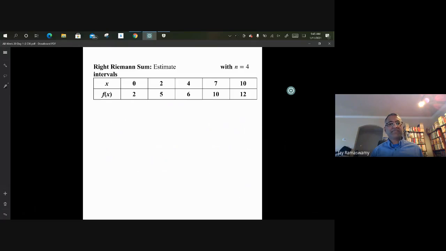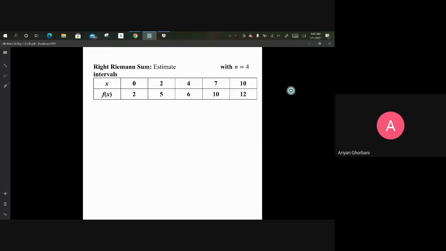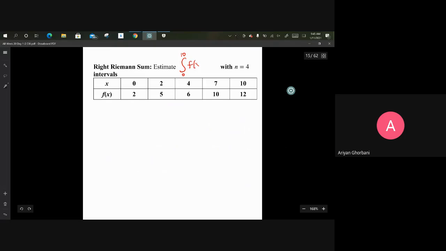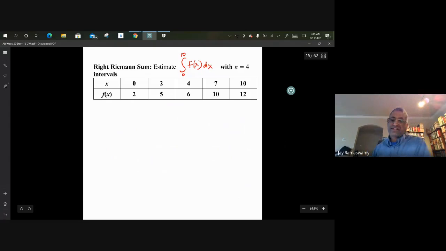Yes, Gurbani. So for the LRS, can we make the rectangles so much smaller to get the estimation so much closer to the answer? Yeah, but they will just give you the figure. Don't worry about it. Okay, everybody, there's a thing missing. Write down integral, estimate, right Riemann sum, 0 to 10, f of x dx. Okay, that's the question we're doing. You don't need to sketch the table.